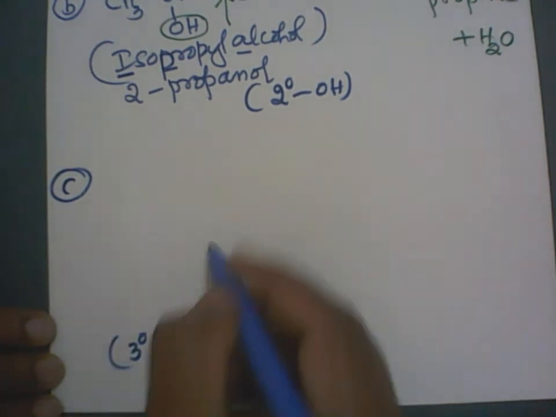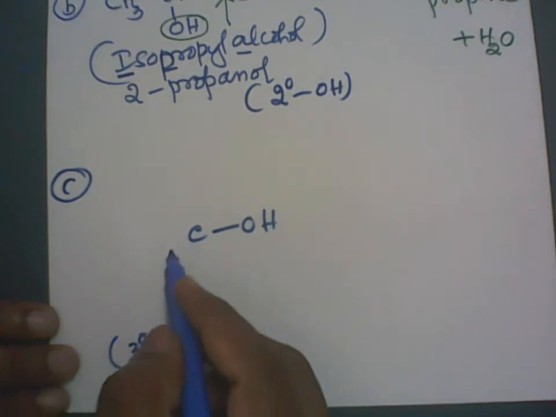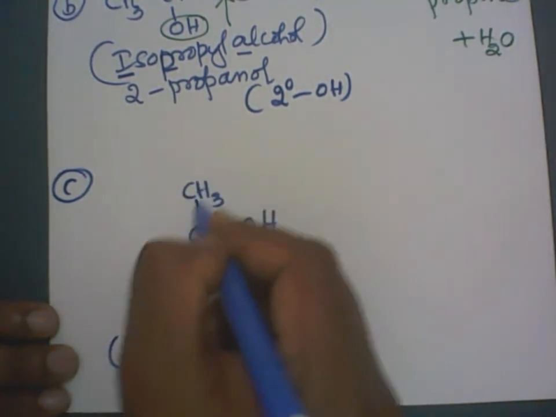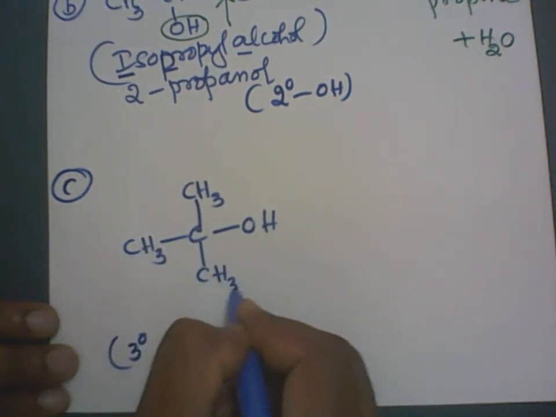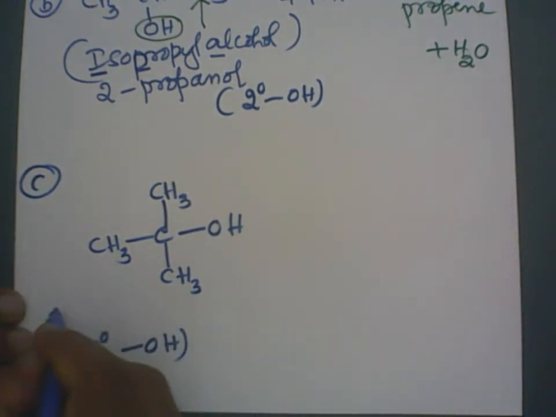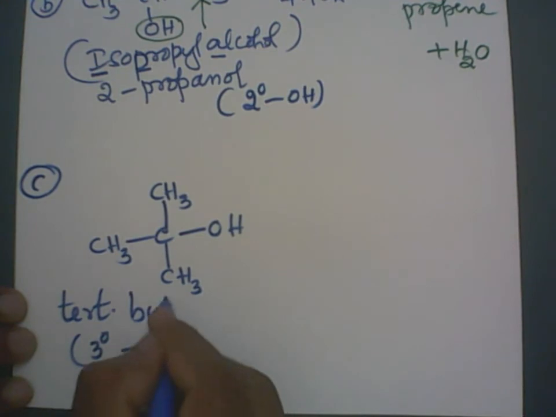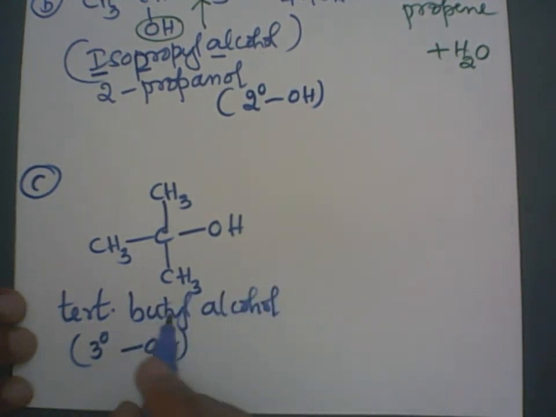OH should be attached to a tertiary carbon atom, correct? What do you mean by a tertiary carbon atom? A tertiary carbon atom is one which is attached to three more carbon atoms directly. And to satisfy the valency, hydrogen should be there in the other positions. Okay, tertiary alcohol. This is known as tertiary butyl alcohol.